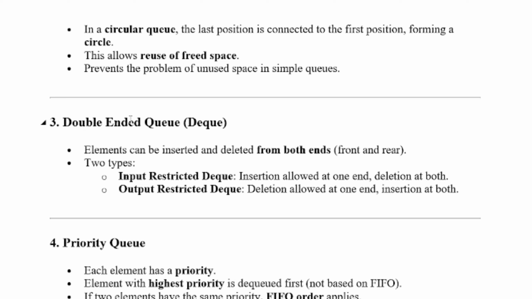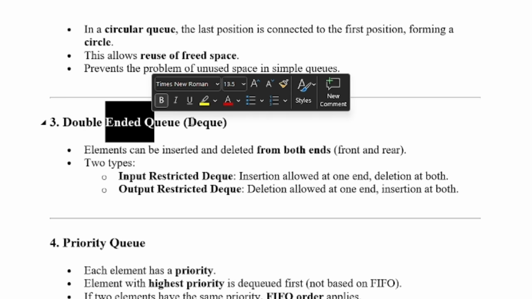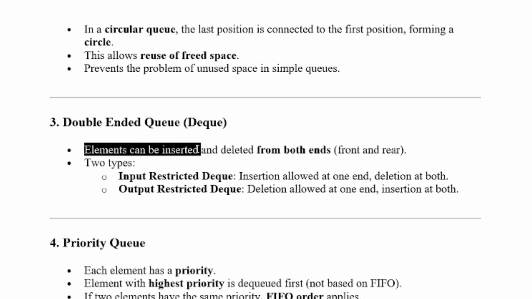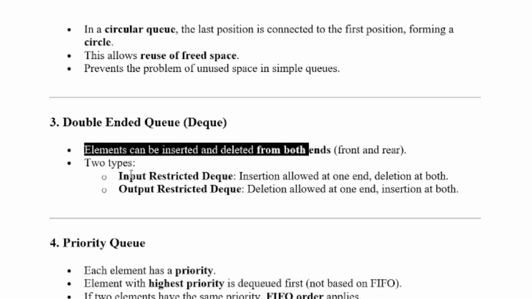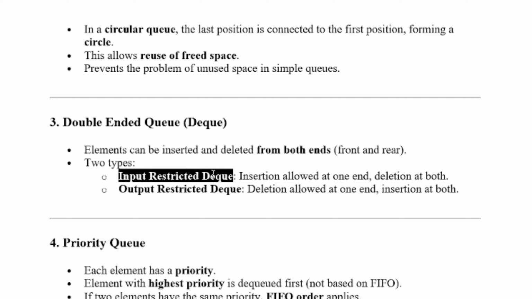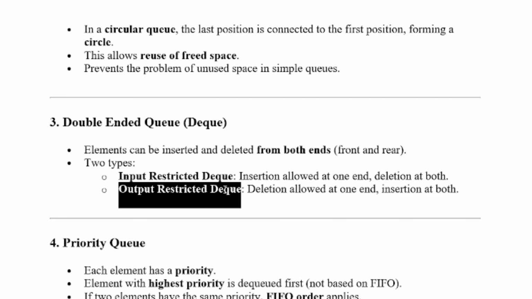Now come to the third type of queue. The third one is a double-ended queue, or you can say deque. Elements can be inserted or deleted from both ends, front and rear. Its types are the input-restricted deque and the output-restricted deque.